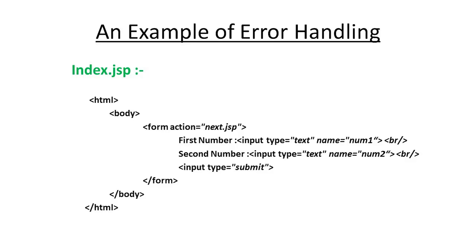So this is the program. Here you can again see index.jsp. This is the first file, and inside this file we have a form. Inside the form we have first number and second number. We are inputting these two numbers in two text boxes, and the variable names of these text boxes are num1 and num2. As we type the values of num1 and num2 and press the submit button, it will move to next.jsp, because the form action equals next.jsp.